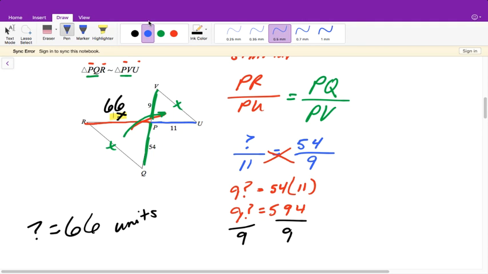Now, some of you may be saying, well, Mr. Spelman, these are really large numbers. How are we going to do this? Well, what we could have done is, when we had this fraction here, you can reduce your fraction if you want.